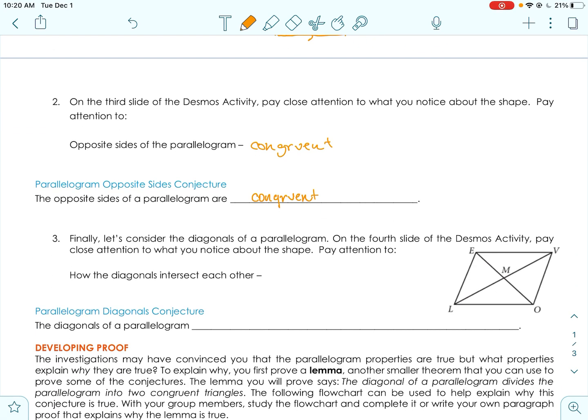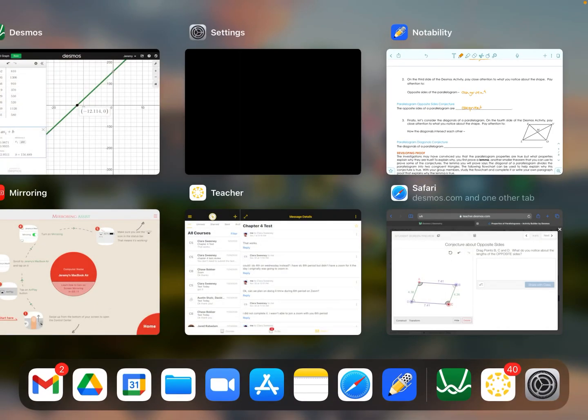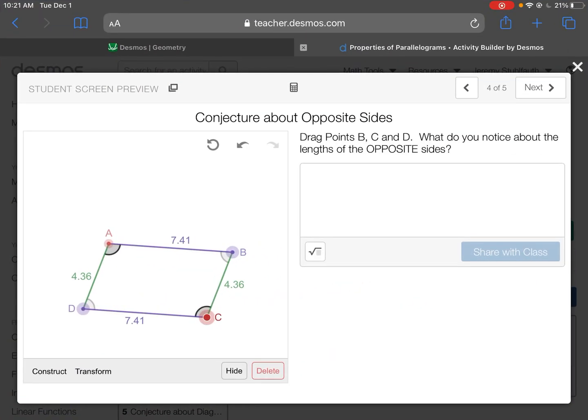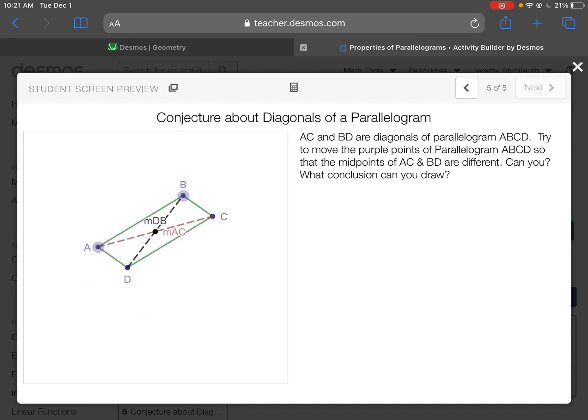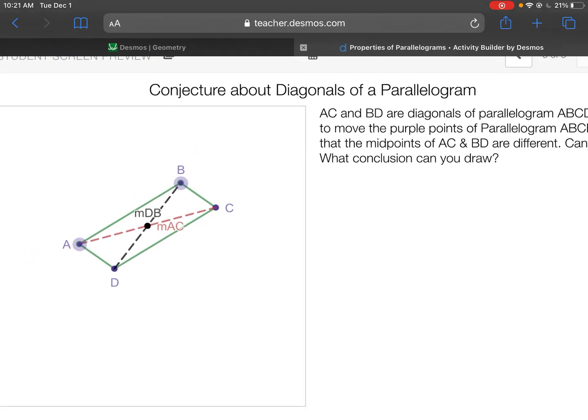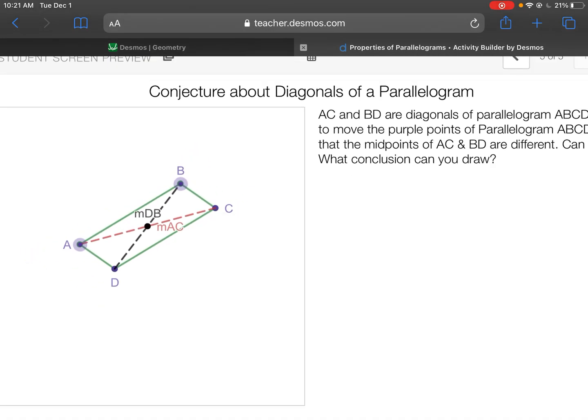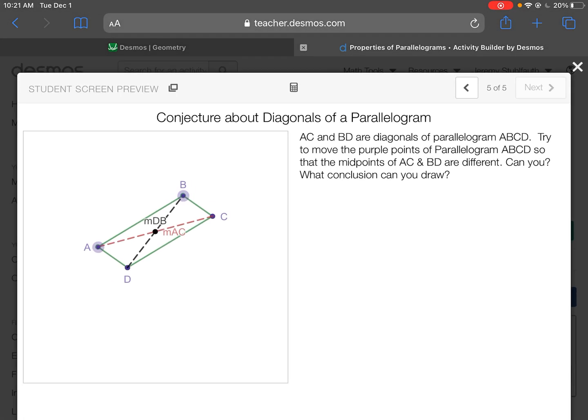Now, the last conjecture that we're going to take a look at is what happens with the diagonals of parallelograms. So what I want you to see is, hold on.